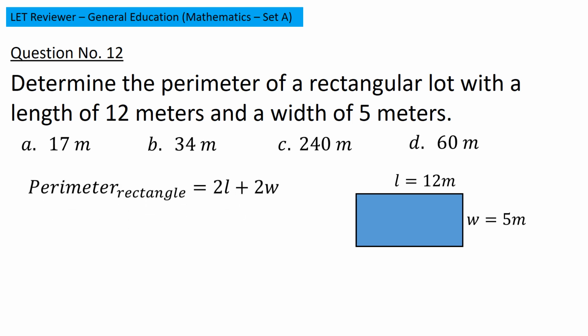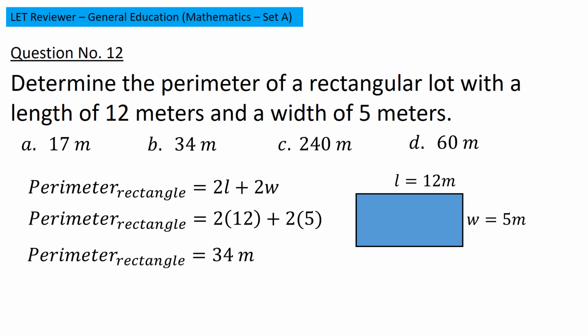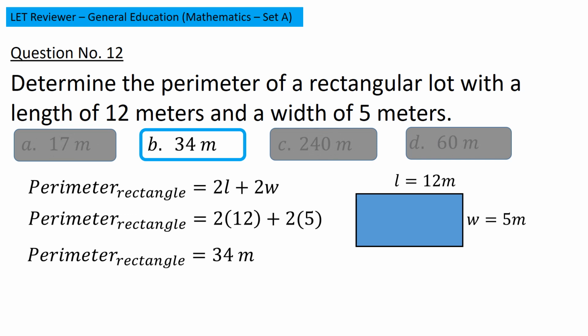So that means the perimeter of the rectangle is equal to twice the length plus twice the width. Ganun lang kasimple. So, in getting the perimeter of the rectangle, you multiply the length by 2 plus, again, width multiplied by 2. So, you have 2 times 12 plus 2 times 5. You will have 34 meters. So, the perimeter of our rectangle is 34 meters. Pag pinag-add mo lang naman silang lahat, 12 plus 5 plus again 12 and plus 5 again, you will have 34. So, our answer here for this question is letter B, 34 meters.